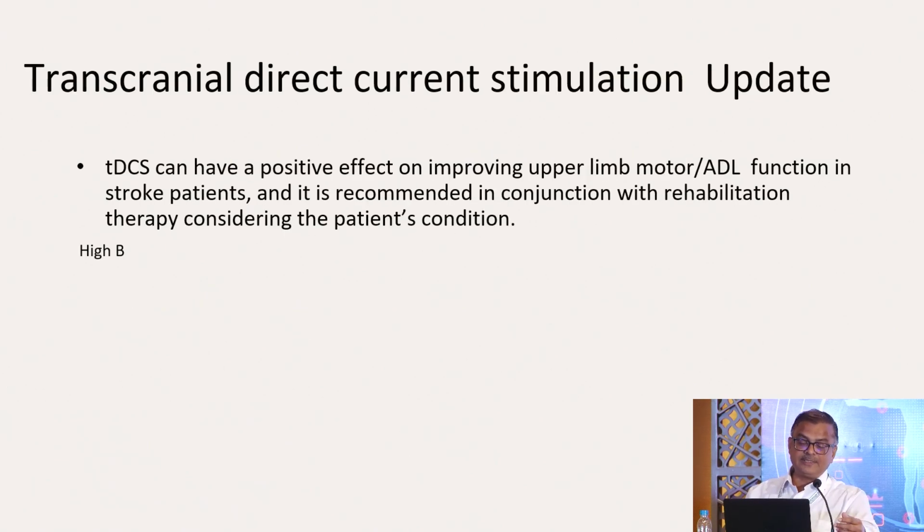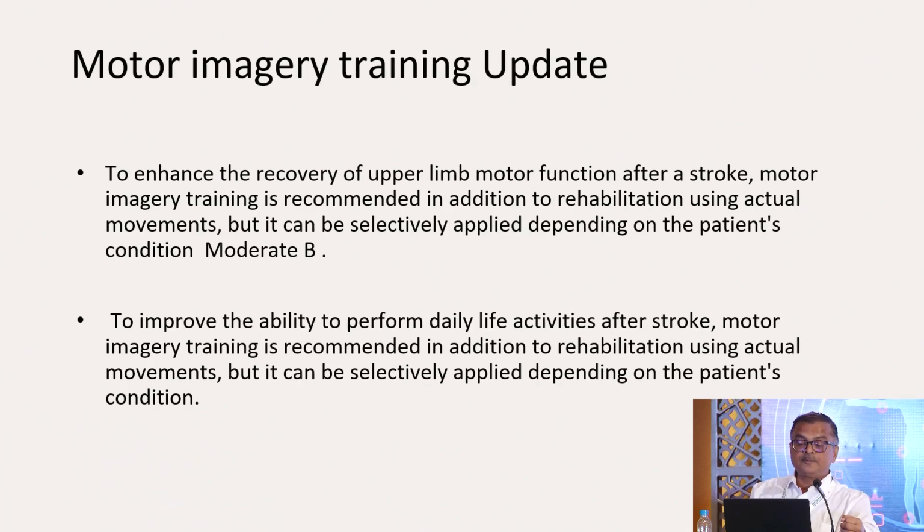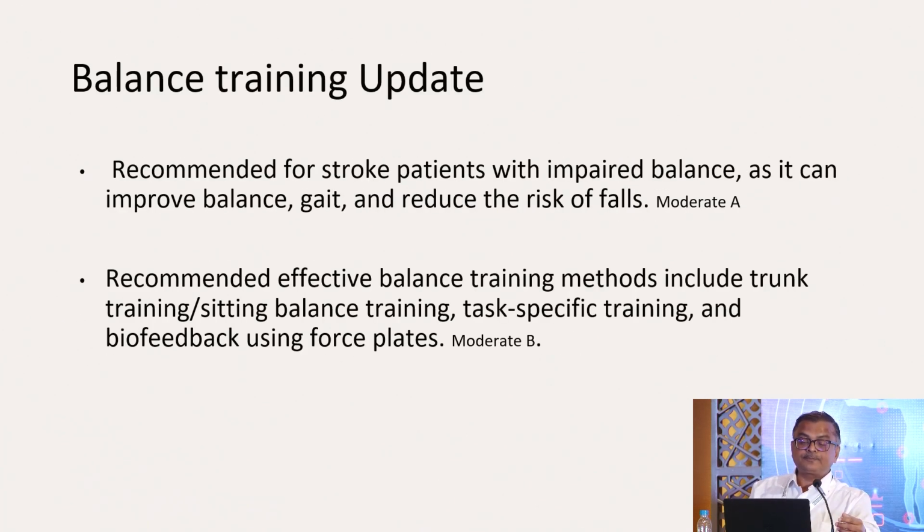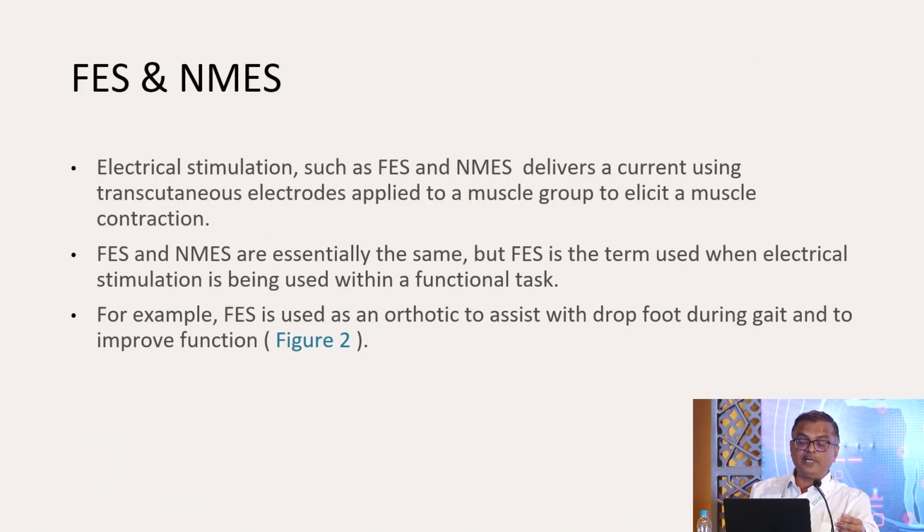It has also been seen that transcranial direct current stimulation can have a positive effect on improving upper limb motor function. Motor imagery is also helpful. Balance training is recommended. FES, NMES, both are recommended.